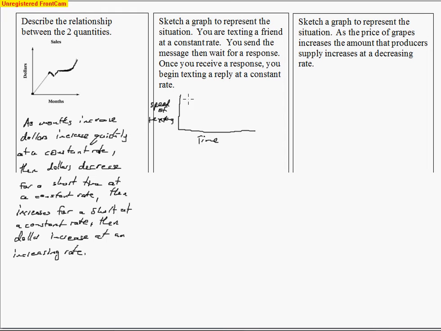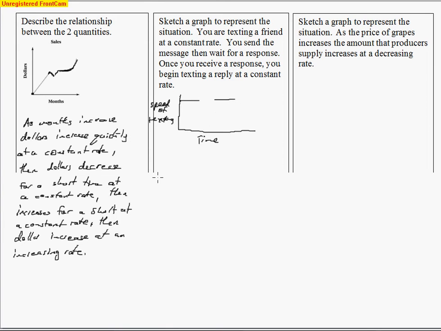Now, if it's speed of texting at a constant rate, then you're going to have a flat line, because that would represent a constant rate of change. Constant rate is what it said. Then you do that for a period of time, then you send the message and you wait for a response. So nothing occurs, so it's kind of a flat line, and then it stops. Once you receive the response, you begin texting again at a constant rate. It doesn't say that the rate changed, it just says a constant rate. So it would look something like that. And so that's one way.